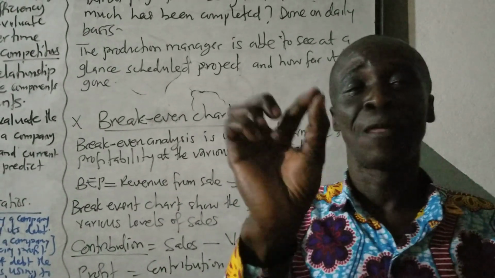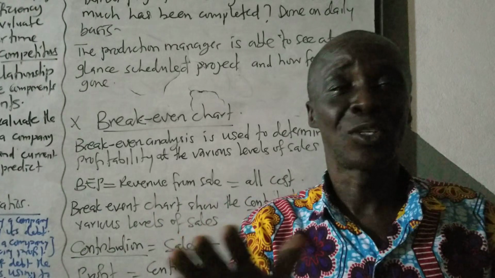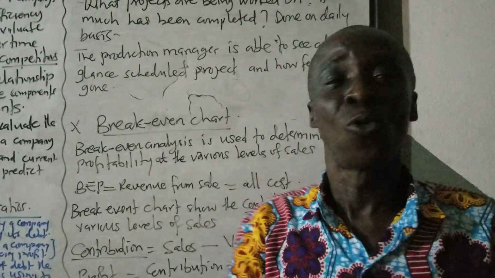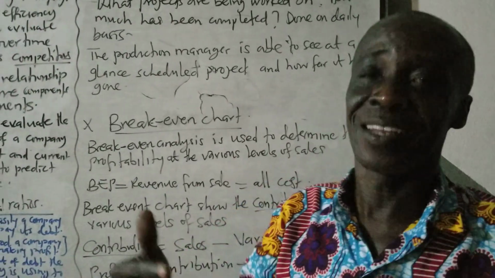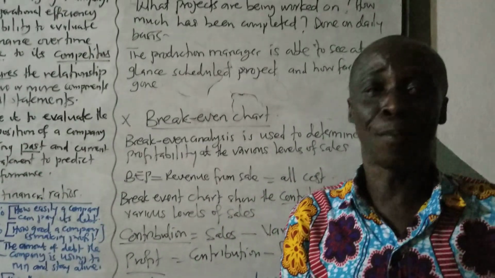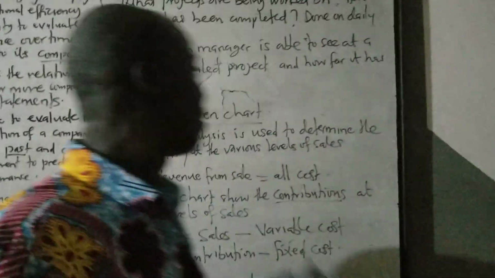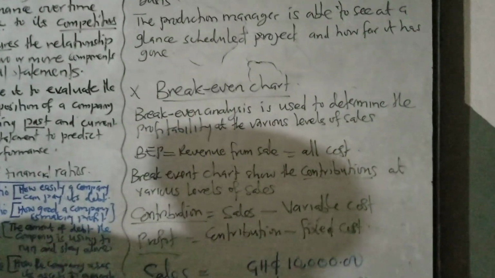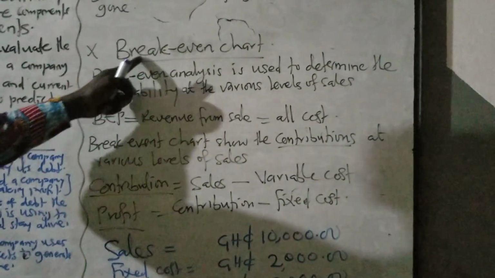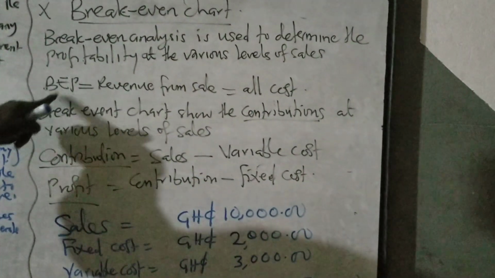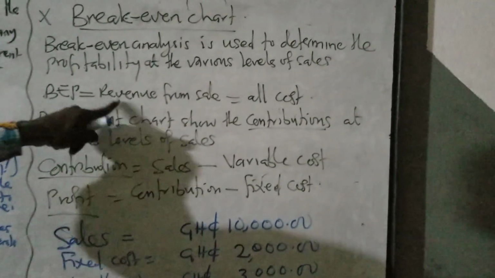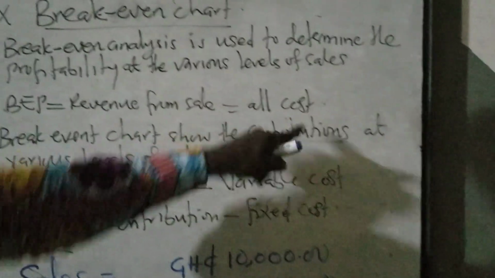Then that one, you broke even. So you have neither made profit nor loss. When you said 501, then you have started making a profit. And you use the break-even analysis to determine that one. And the point that I said, this is BEP, the break-even point. At that point, your revenue from sales is equal to all costs.